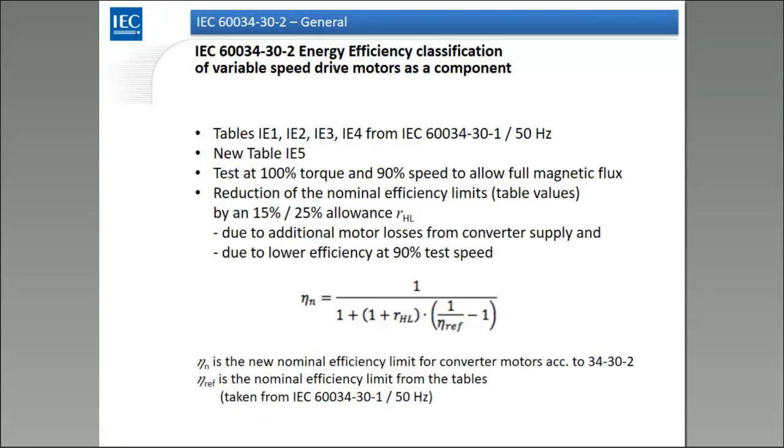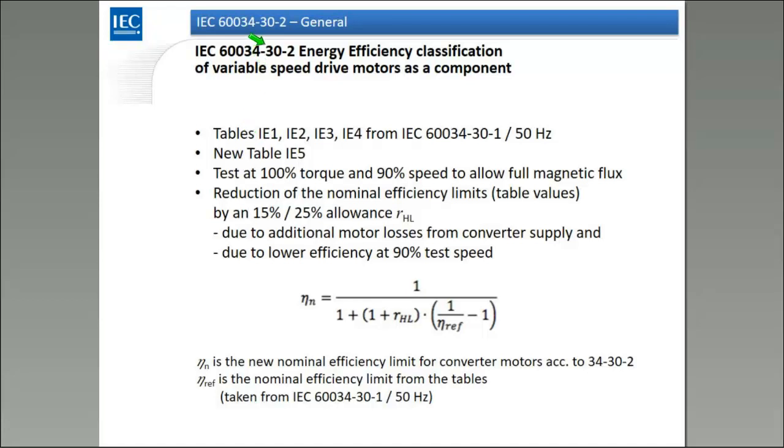How do you get the nominal efficiency for the rating of the efficiency classes? We have efficiency tables, IE1, 2, 3, 4, for grid-operated motors that are in 60034-30-1. For the 30-2, we took the same tables. Actually, we took the 50 cycles tables. There are also 60 Hertz tables available, which we didn't use. And we added a new table, IE5, which is exclusively for new motor technologies.